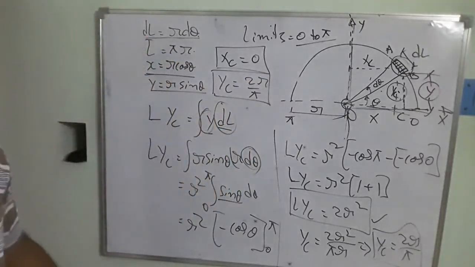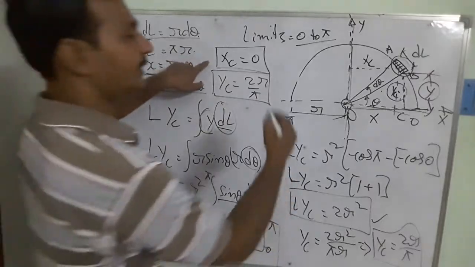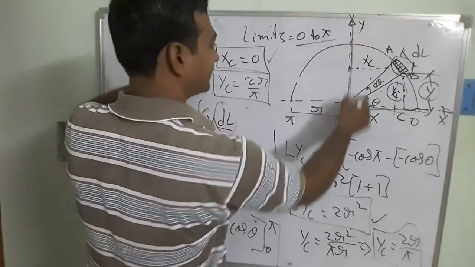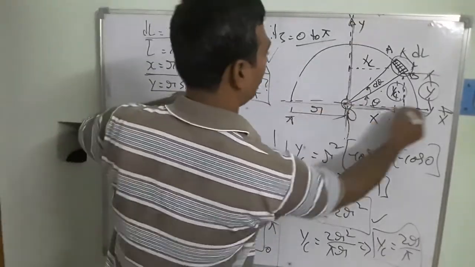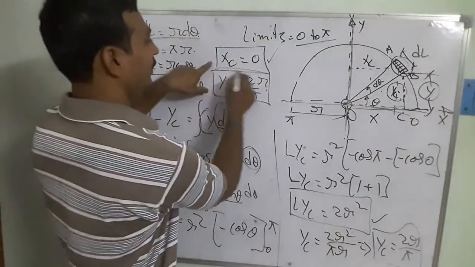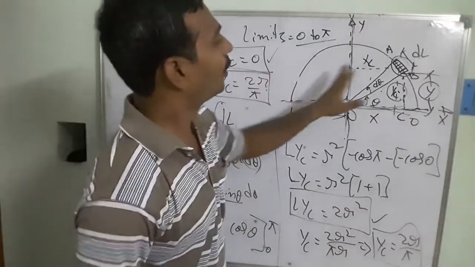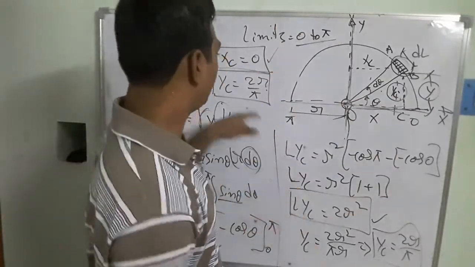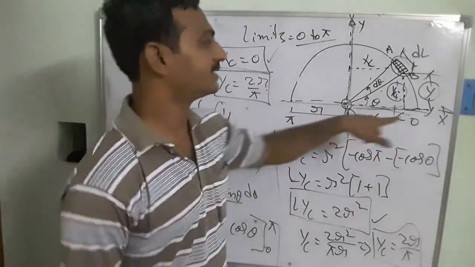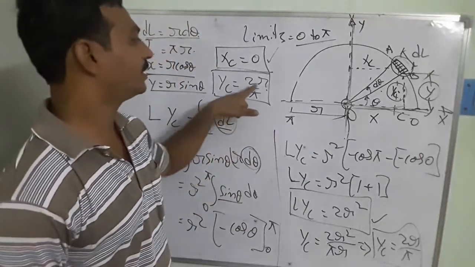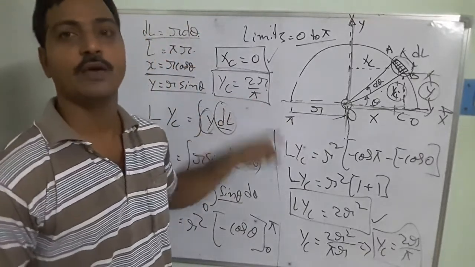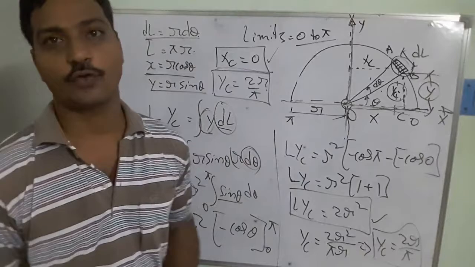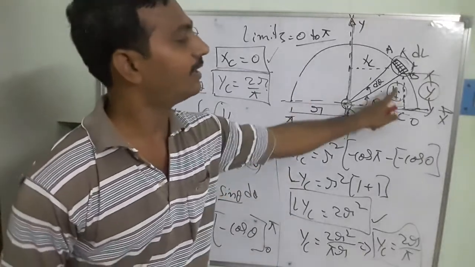Right? So this way we are calculating your centroid with respect to the y-axis and the centroid with respect to the x-axis. And xc we got is 0. It means that the body has symmetry about the y-axis. And when we get yc, it is not symmetric, but we got the value 2r by pi. This way we are calculating the centroid for the semicircular wire bent.